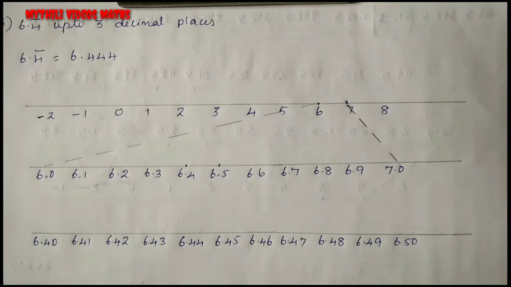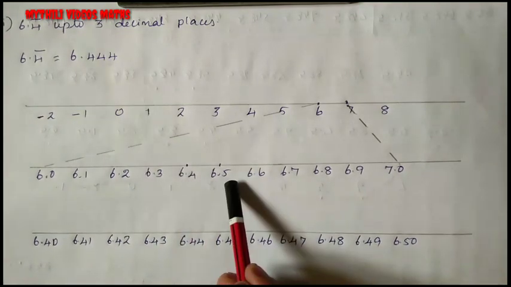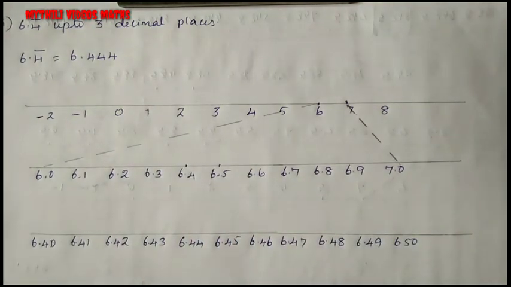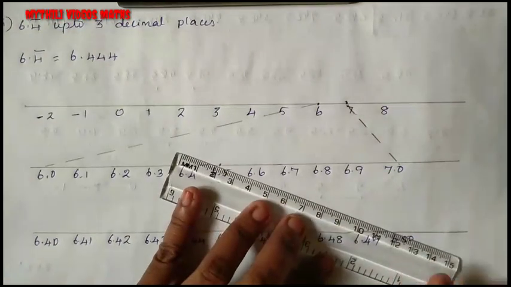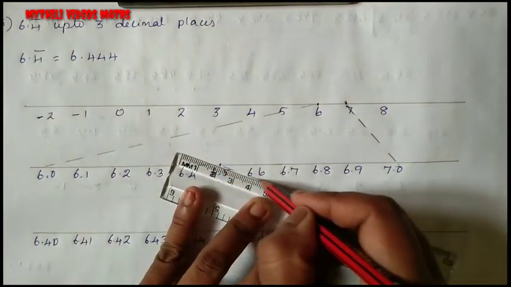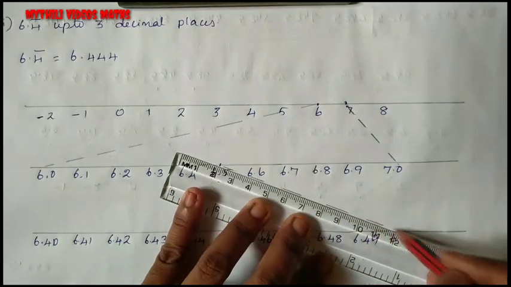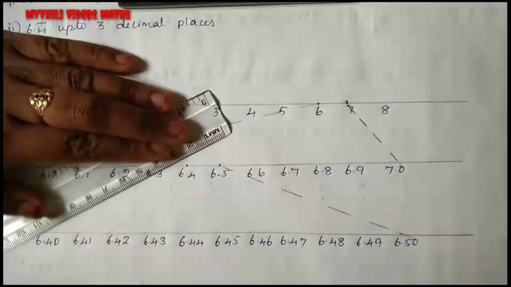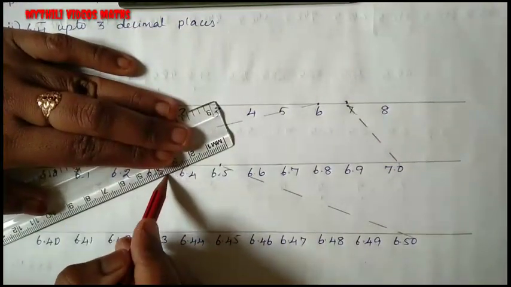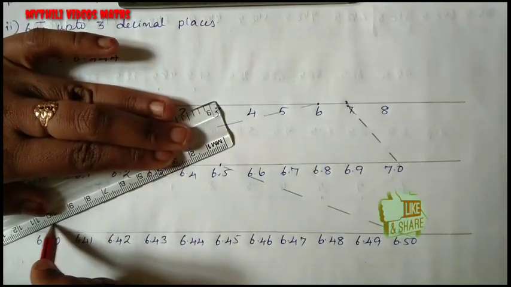Okay, so now just note that between 6.4 and 6.5 this much of numbers are there. Okay, just write that again. Just write the number line. Same thing here, 6.4, left hand side values.